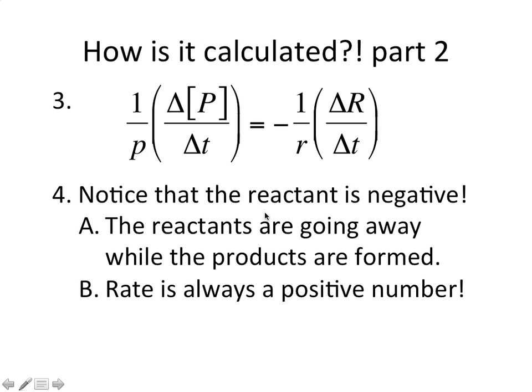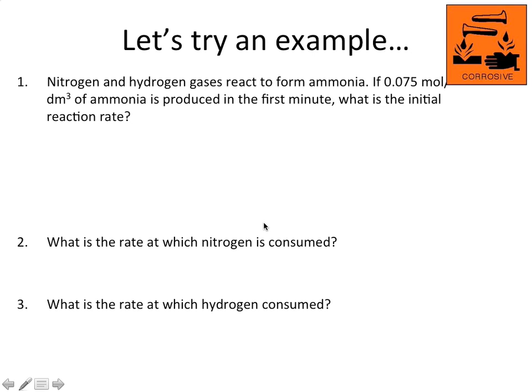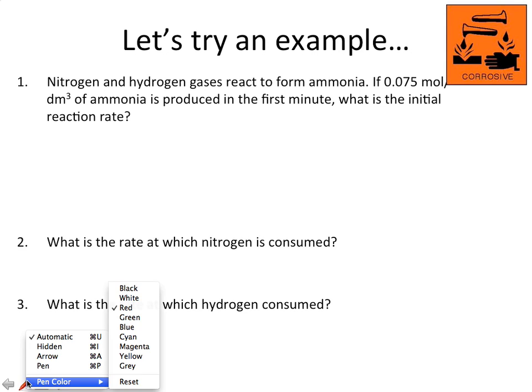Notice here that the reactant is negative. That is because the reactants are going away, so we have a negative slope while the products are being formed. We're generally dealing with rate as being a positive number because we've got some change over time. That negative is kind of like the exothermic, endothermic we were dealing with before. It's just telling us what's happening. Here, they're going away, they're being consumed, so it's negative, as opposed to positive because we are forming them. There's going to be more of them over time. So here's a little example for us.